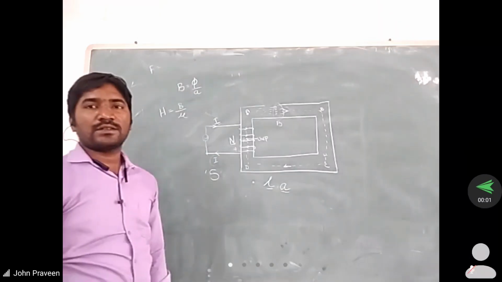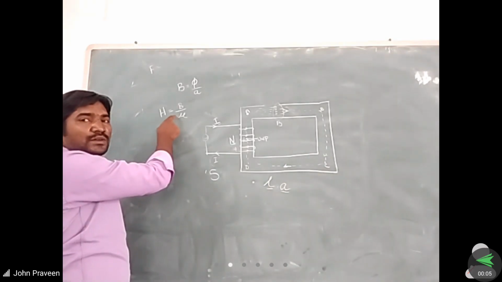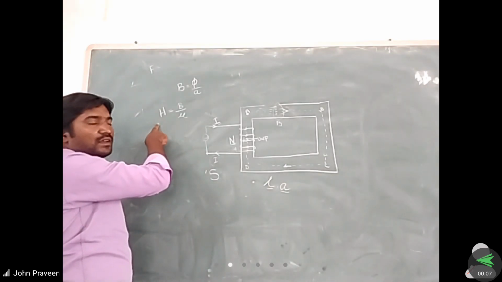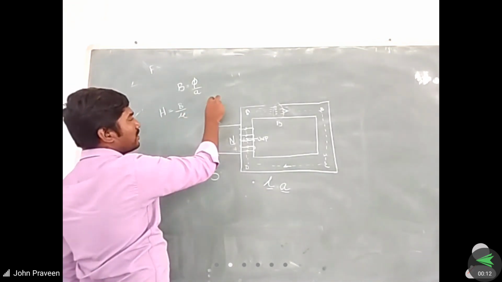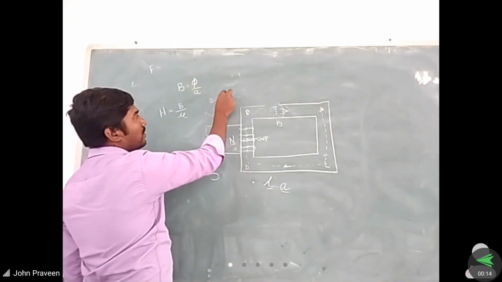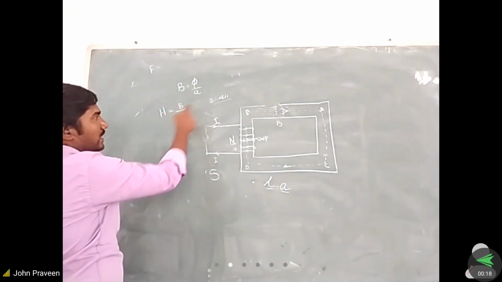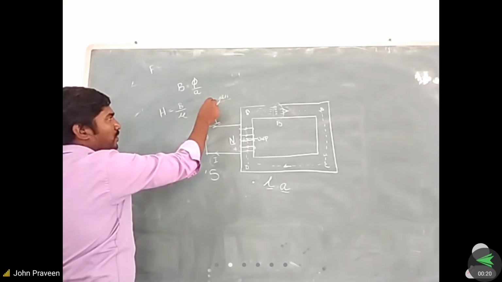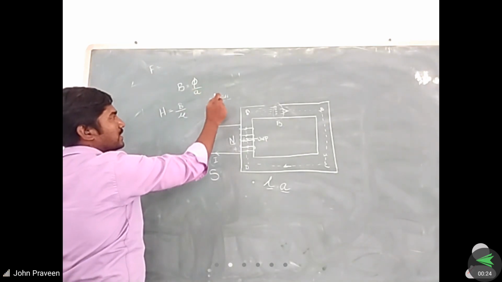In the last classes, we derived B is equal to mu into H. So from that relationship, we are taking H is equal to B by mu, that implies H we are getting.